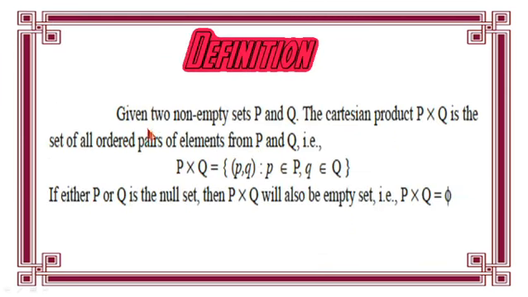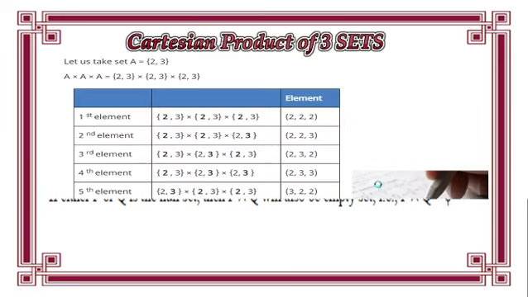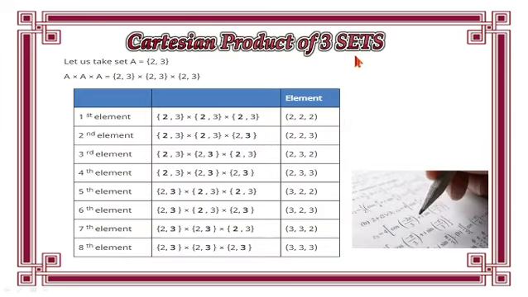Now the definition says, given two non-empty sets P and Q, the Cartesian product P cross Q is the set of all ordered pairs of elements from P and Q, that is P cross Q is equal to the collection of all the ordered pairs PQ where the first element P belongs to set P and the second element Q belongs to second set Q. If either P or Q is a null set, means empty set, then their Cartesian product will also be phi, empty.